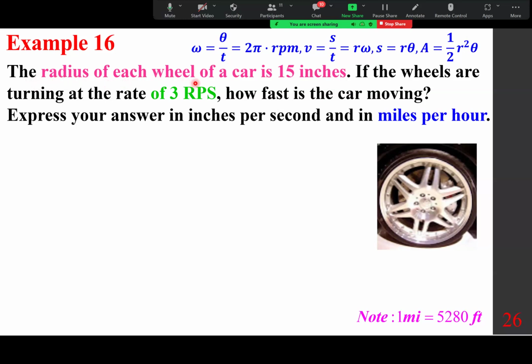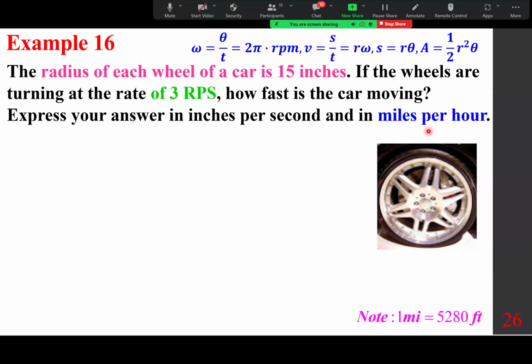Example 16, the radius of each wheel of a car is 15 inches. If the wheels are turning at a rate of 3 RPS, revolutions per second, now this S is seconds, how fast is the car moving? Express your answer in inches per second and in miles per hour.